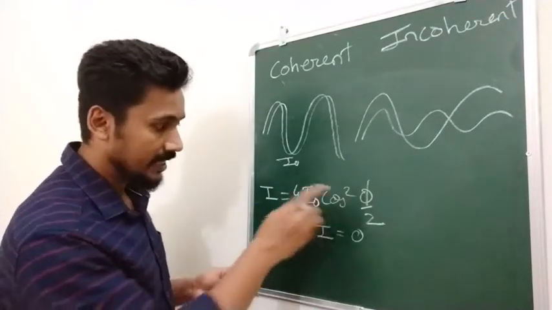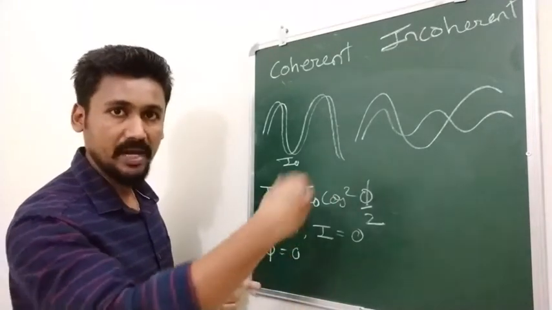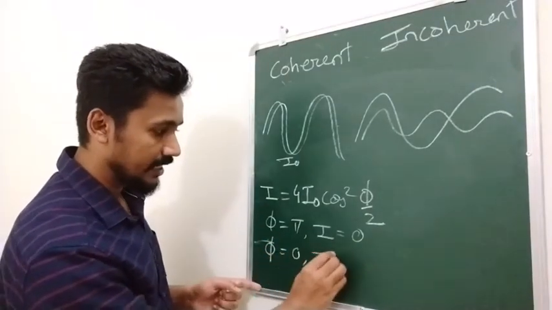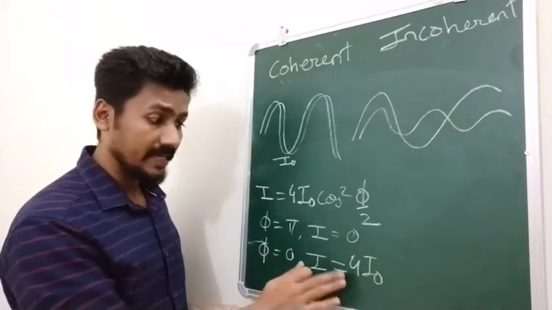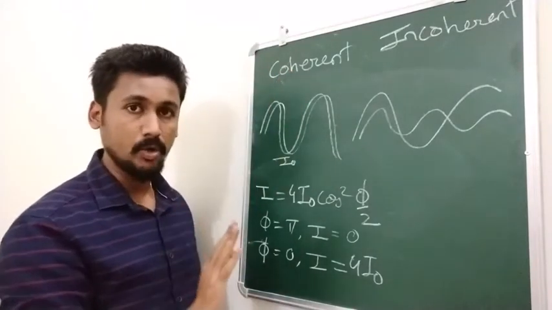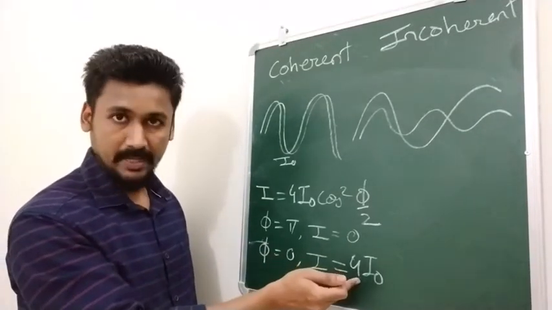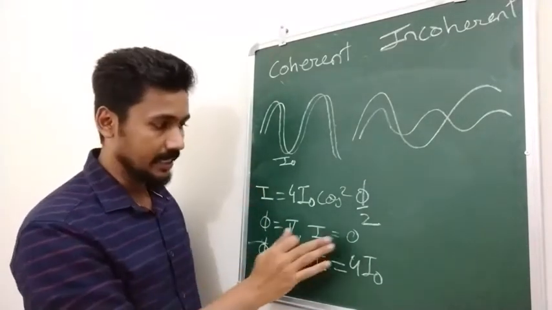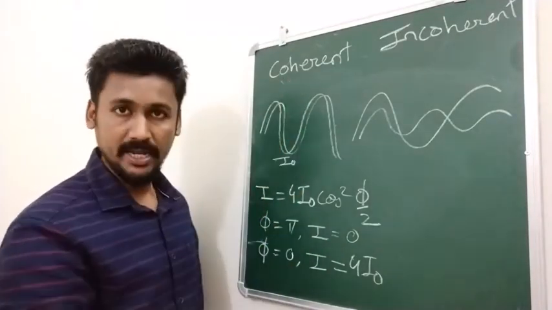When will it be maximum? It will be maximum if the phase difference phi is equal to 0 or 2 pi, 4 pi, and so on. If the phase difference is 0, you get a resultant intensity of 4 times I naught, which is the maximum intensity we can get. So that is one good use of coherent sources. With coherent sources incident on one point, for 0 phase difference we get maximum intensity, and for a phase difference of pi or 3 pi, etc., we get intensity 0. So that is for coherent sources.